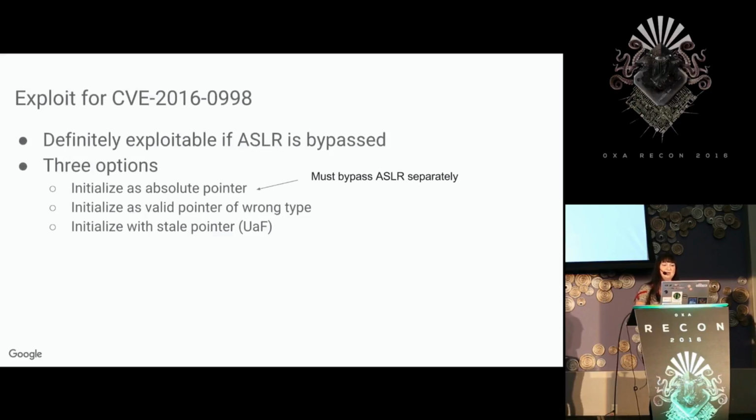One was to use an absolute pointer, but in that case, you definitely have to bypass ASLR separately. Another idea was to initialize the pointer as a pointer of the wrong type, right? Maybe you could get a pointer to something else on the stack and then use it. But the problem with that is that ending in 6 thing, right? That really limits the pointers you've got, because how many pointers are there really that end in 6?